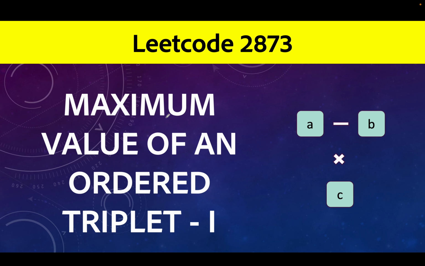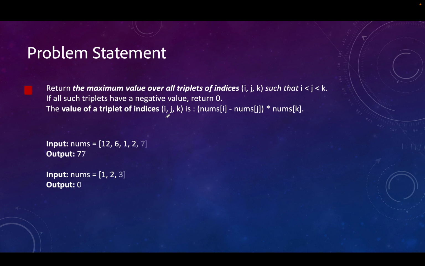Hello everyone. In today's problem, we have to find the maximum value of an ordered triplet. So we are given a list, and here we have to find three indices i, j and k, so that i is the smallest, then j and then k. For example, in this case, let's see index 0, 1, 2, then this is a valid index. So we have to find first minus second and multiply this by third, kth index, and we have to find the maximum possible value of this.